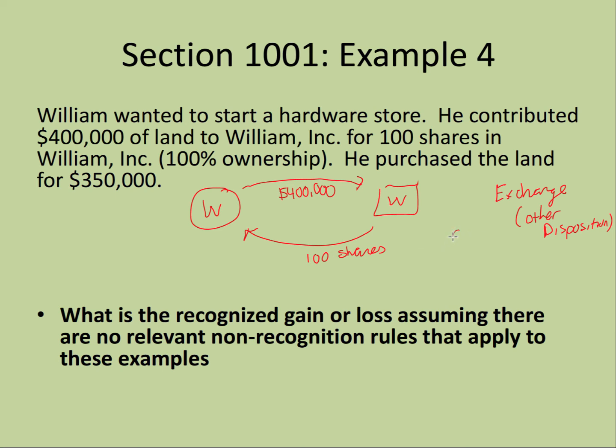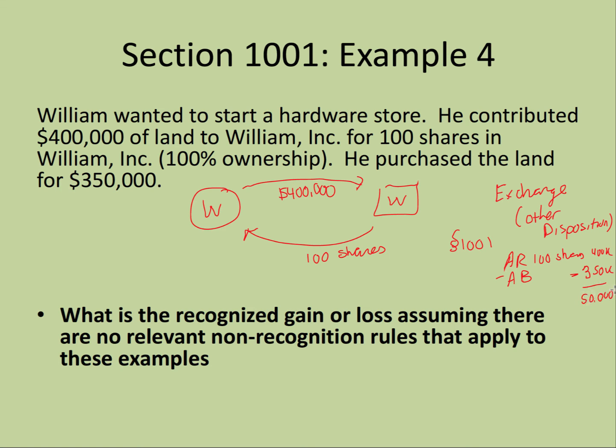For our section 1001 analysis, we must do our amount realized minus our adjusted basis. The amount realized is the value of whatever William's receiving under Philadelphia Park and Amusement and under regulation 1.1001-2. The amount realized is the 100 shares, which is $400,000. Minus the adjusted basis of the property given up, which is the land. That's $350,000. That's a $50,000 realized gain.